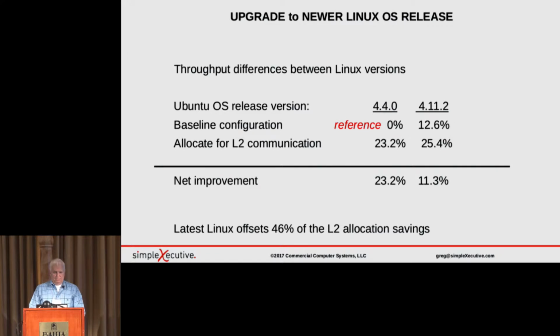When we went back and played around with the new operating system, or more recent operating system, 4.11.2, just in the baseline configuration, it ran 12.6% faster. And that seemed kind of odd at first. And of course, it enjoyed the same kind of improvement when you went back and played the L2 allocation game. In this case, we got about 25% improvement. So the net improvement in the new operating system was only 11%, as opposed to double that in the old operating system. So we asked ourselves why.